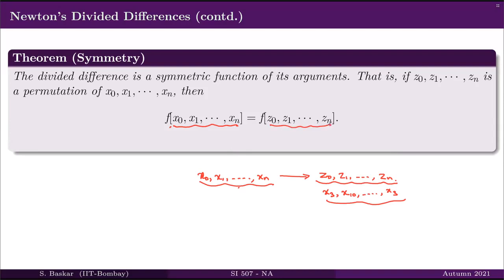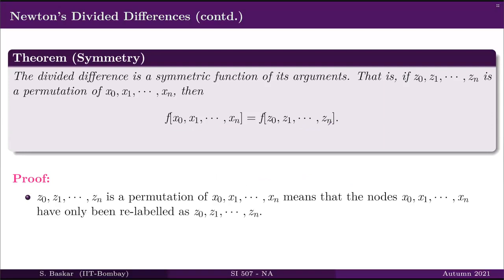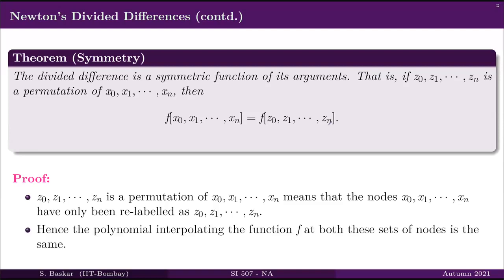By looking at the property itself, you can immediately prove it. It's not very difficult to prove. Why? Because z0, z1 up to zn are just permutations of the given nodes x0, x1 up to xn, right? It means we are just interchanging the nodes and then relabeling them. We are not changing their values. We are only relabeling the nodes after rearranging them in some order. Therefore, it's only the order which is changed, but none of the values are changed.